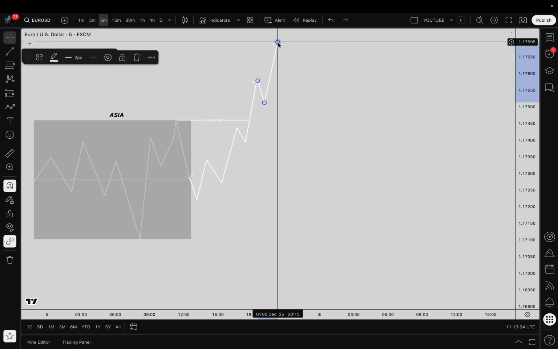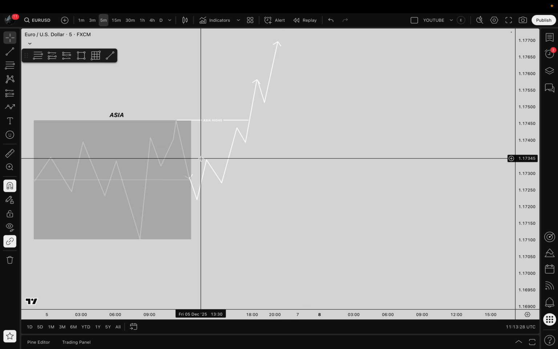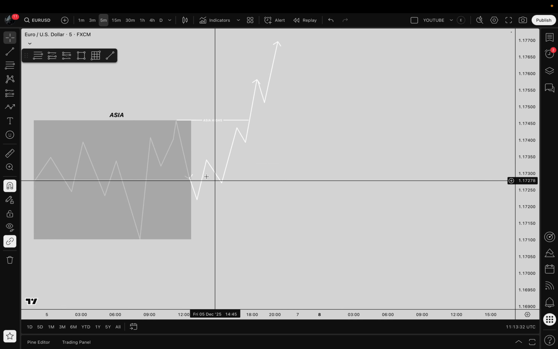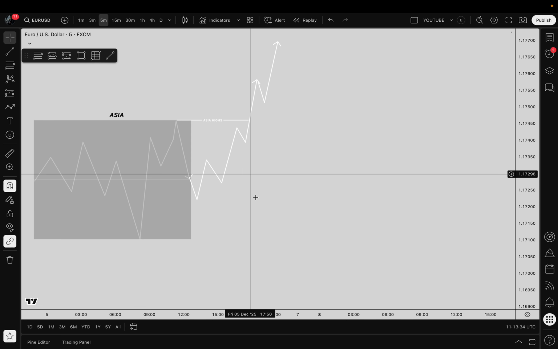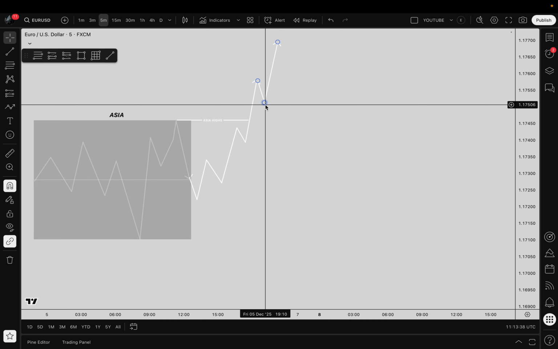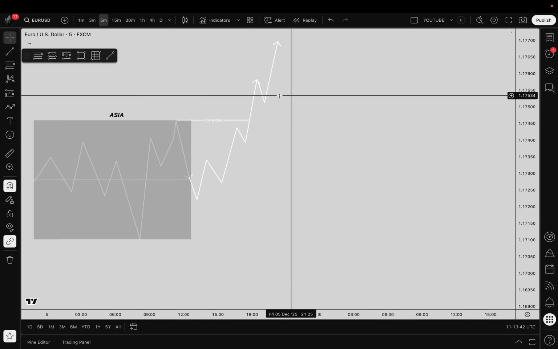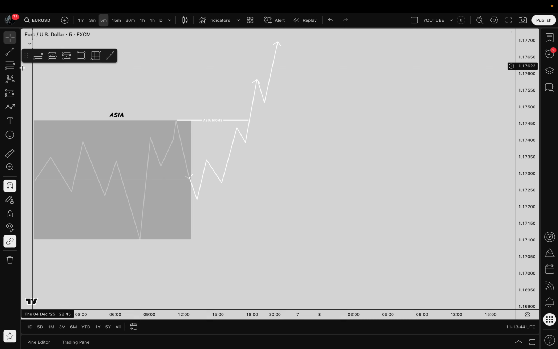And now what we're looking for is a low to be taken. Because remember, through the market structure video that I did in the bootcamp, here we've got a bullish order flow. So we're creating higher highs, higher lows, higher highs, higher lows, and a higher high here. So we want to break this leg here, which is called a market structure shift.